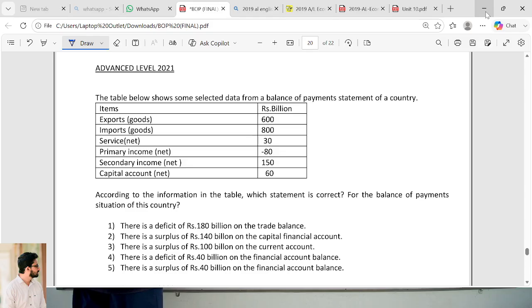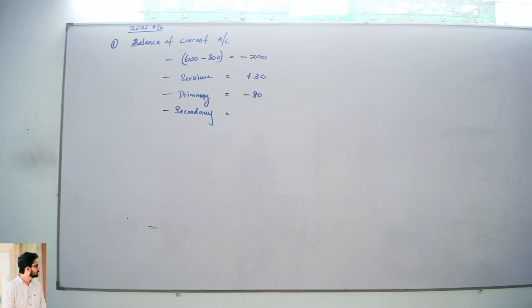I can't see the board. Are you okay with this question? Have you completed the question yourself? Yes, sir. What is your answer? Sitma, what is your answer? Fourth one. Any different answers? Remoni, Punara? Fourth one is the answer.